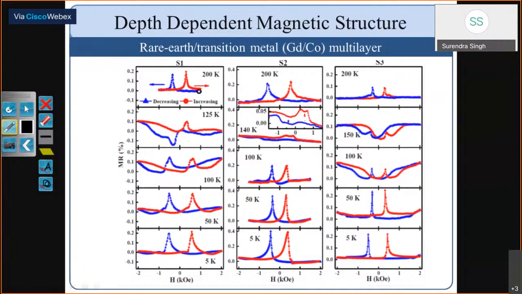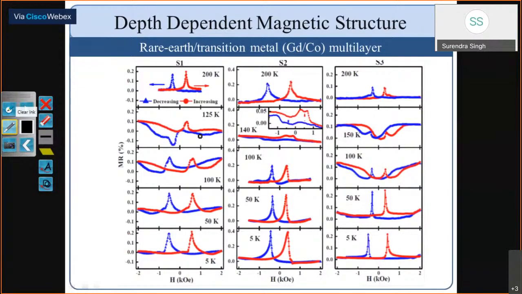In the transport measurement, at higher temperature, like for any ferromagnetic system, we get this peak, which is due to the coercive field in the whole three system. But near this is the compensation temperature. This is for S1, this is for S2, this is for S3.